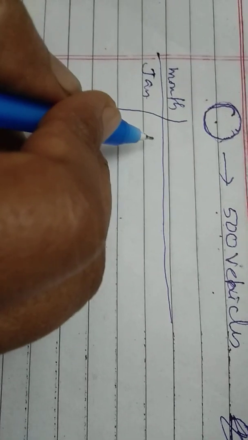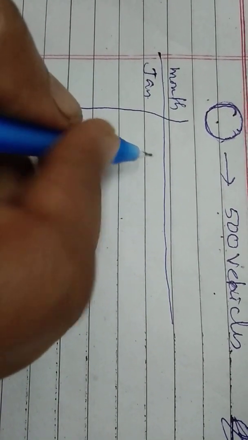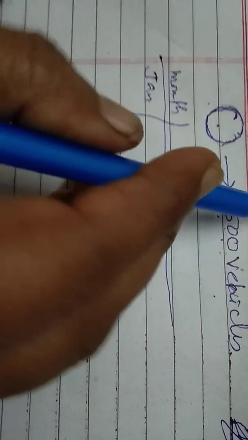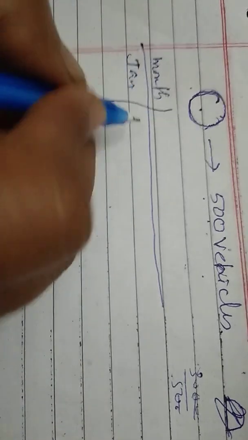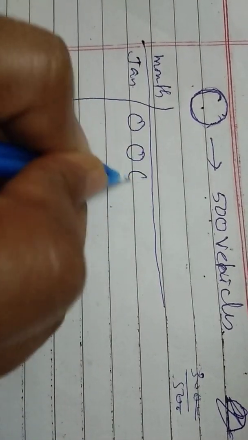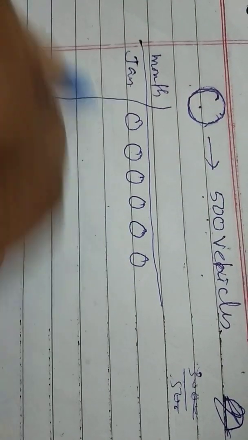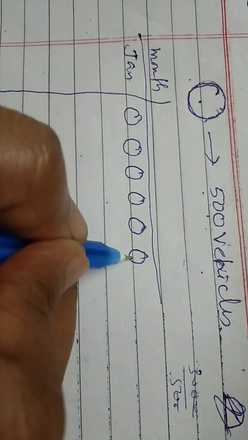So how many circles do I have to draw for representing 3000? 3000 divided by 500 is 6 circles. 30 by 5, 6 circles. 1, 2, 3, 4, 5, 6 circles represent 3000 vehicles.